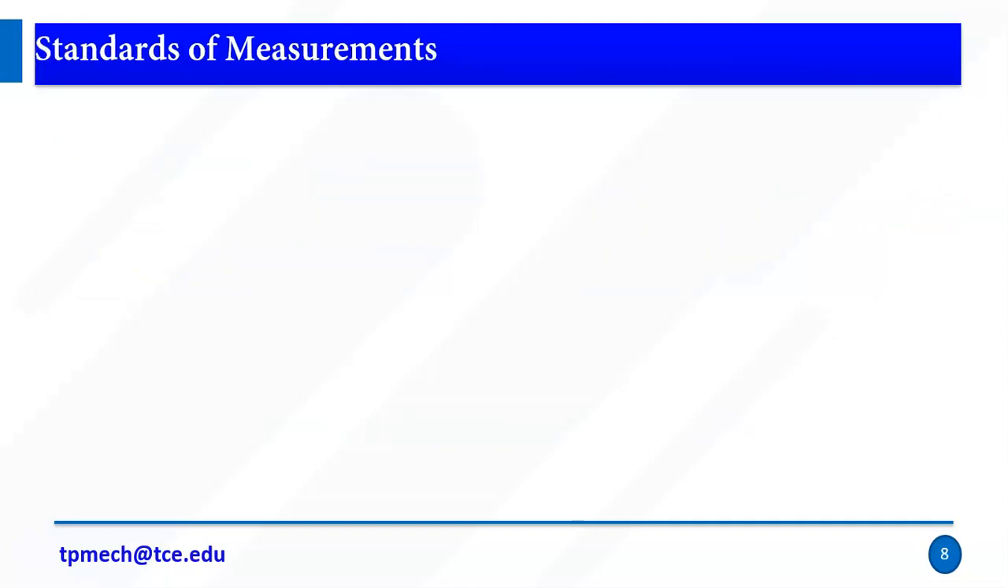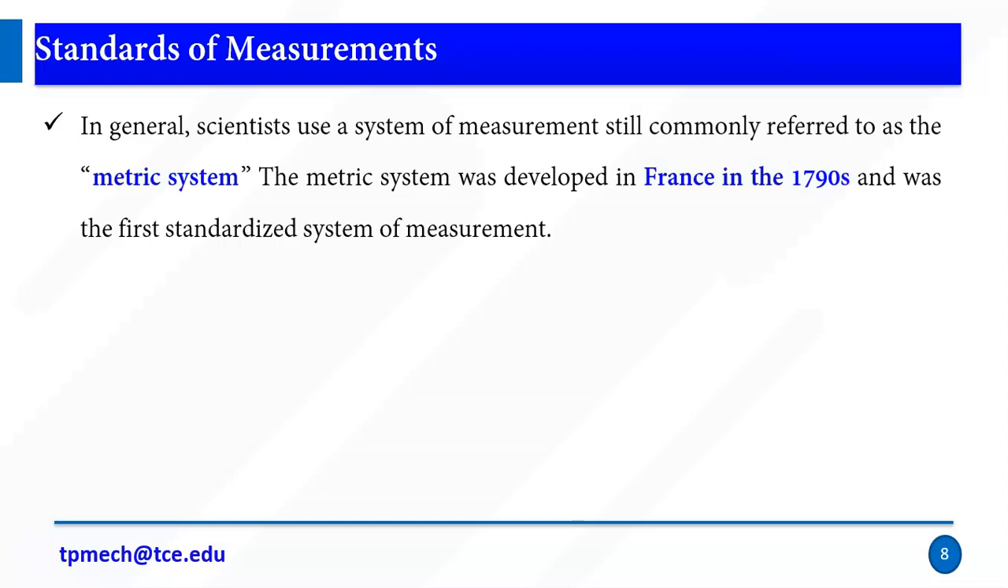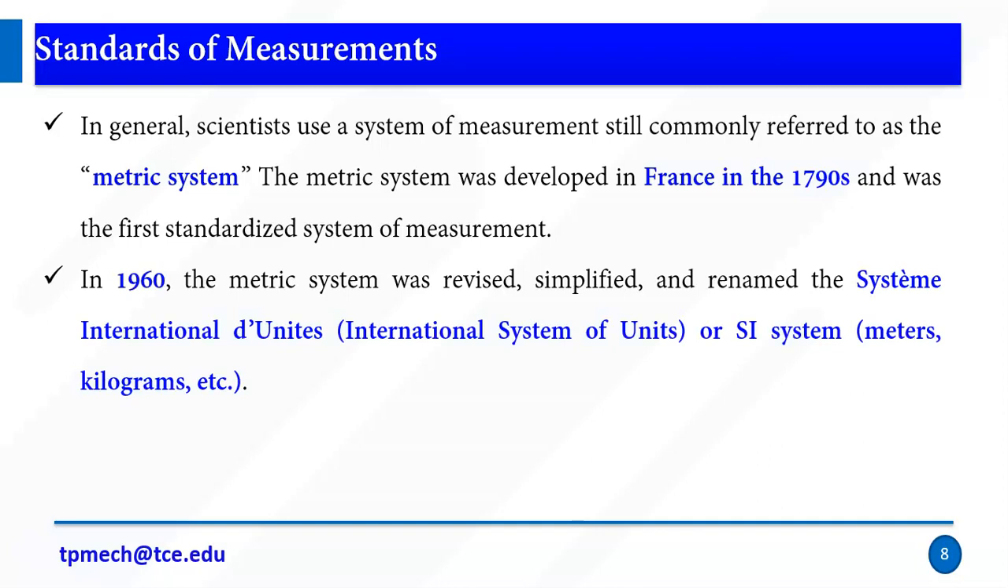Okay, what are the standards of measurements? In general, scientists use the form of measurements referred to as the metric system. Normally we use the metric system. It was developed in the 1790s in France. But in 1960 it was revised and is now called the International System of Units. System International Units, it's a French term, right? So now we follow the standard measurements called the SI system.